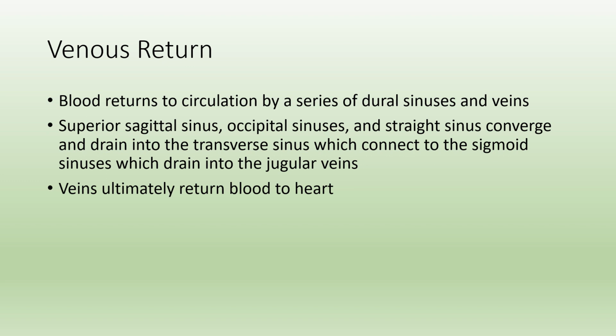So how does the blood return? Well, the venous return, the blood's going to return to circulation. It's by a series of dural sinuses and veins. So what happens, and we'll get a little bit more detail of this when we talk about the cerebrospinal fluid, but basically the blood is coming in. You gradually have the arteries getting smaller and smaller, as they're feeding the tissue. As I said a bit ago, there is kind of the filtration method.